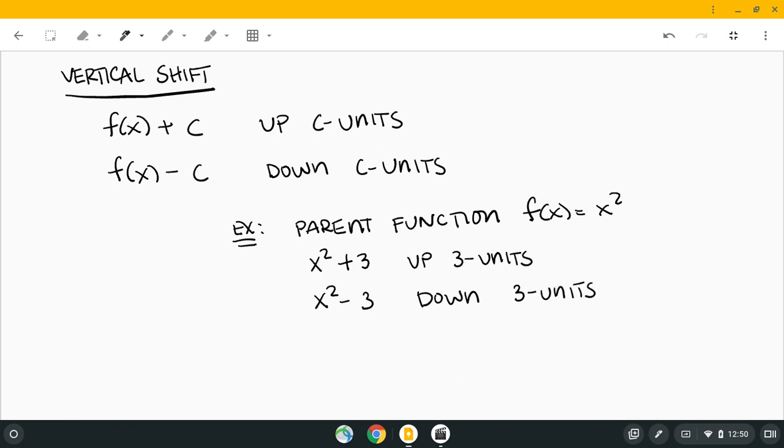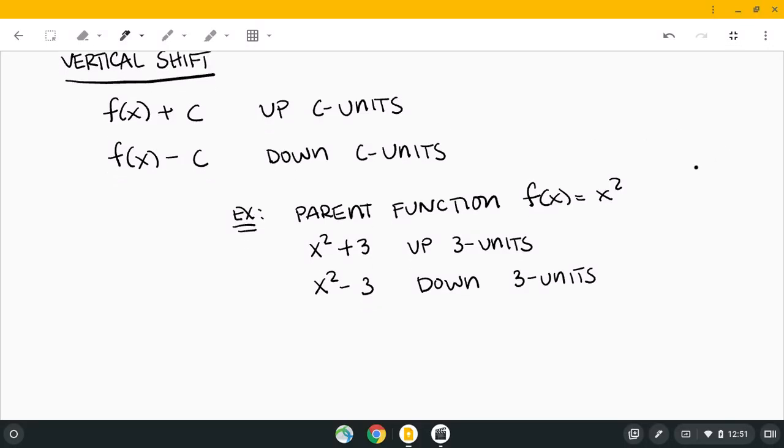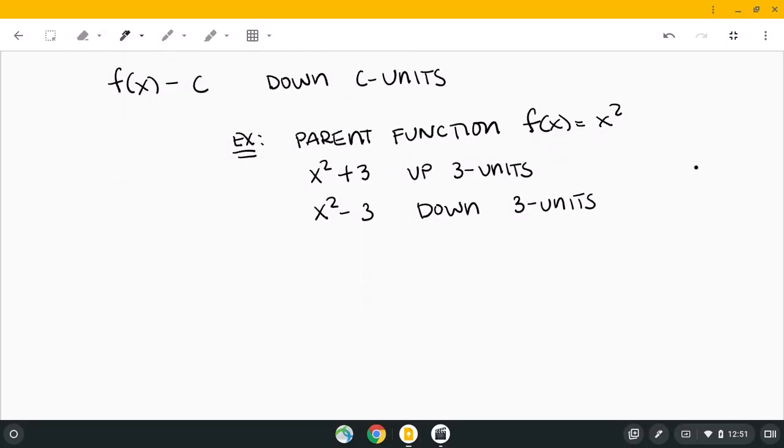Okay. And it doesn't necessarily have to be the x squared function. It could be the square root function. It could be the absolute value function, whatever the parent function is. This operation here causes this vertical shift. Okay, so let's take a look at the horizontal shift.